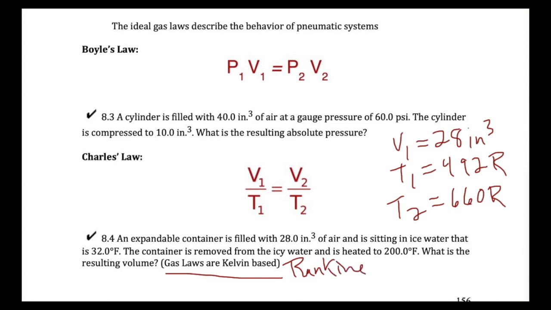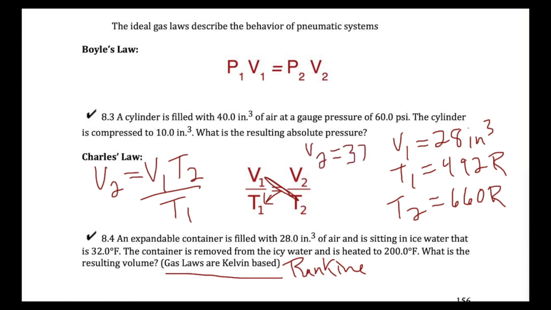Okay, so I need to solve for V2, and the way I would do that, I'd take V1 times T2, and I'd divide by T1. I'd cross multiply and divide by this one here to get my V2. And if you plug all that in, I think I got a volume 2 of like 37.6 cubic inches.